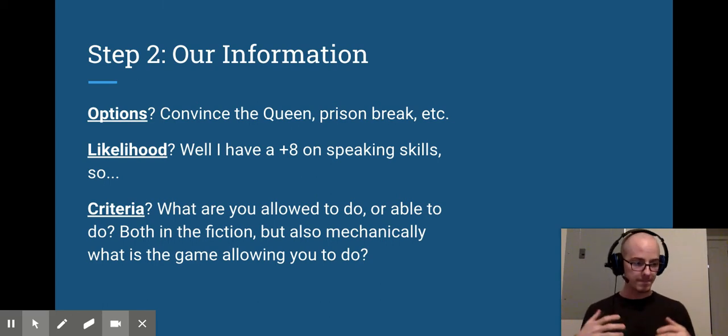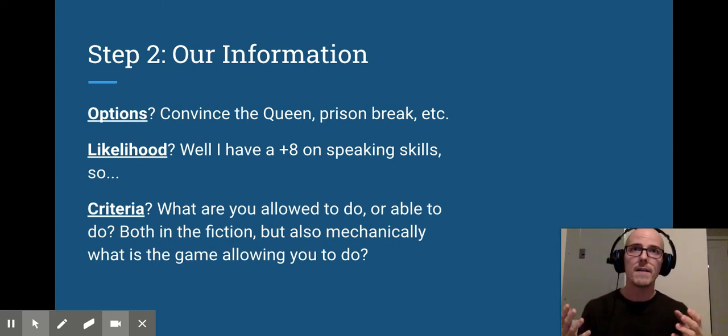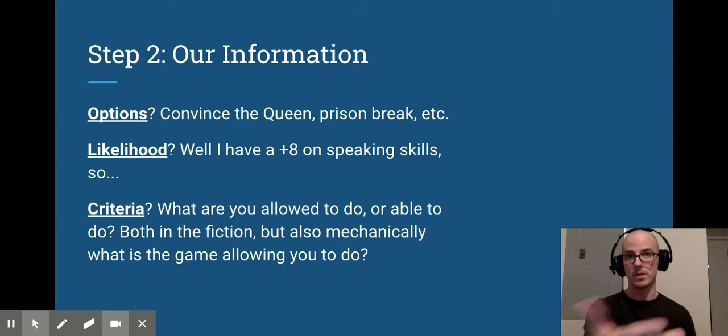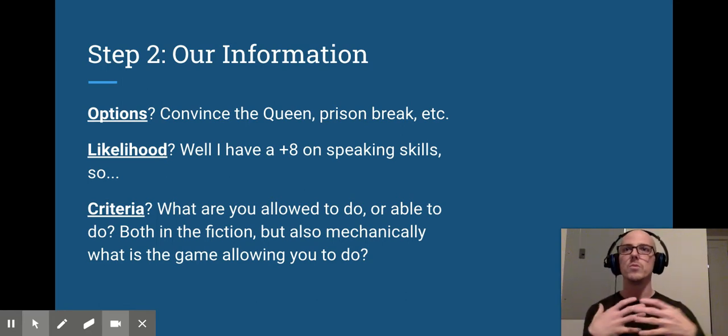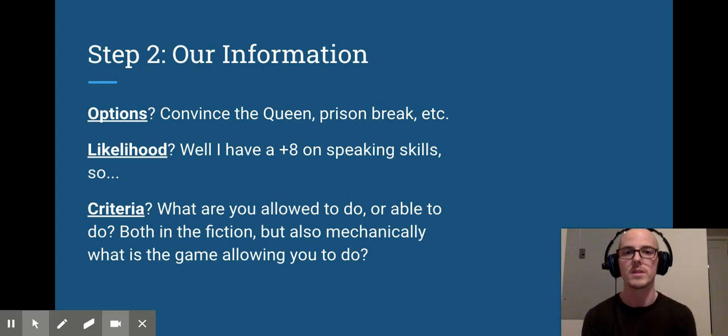What are our options? Well, depending on the game, you might have very few options or a lot of options. For example, a game that allows for social interaction might allow you to convince the queen that your friend isn't guilty, or at least convince them to delay the execution or something like that, right? You can go about a social sort of solution to this. Or you could go with a prison break, right? You could just try and bust your ally out of prison. Or you could show up in court and just start swinging your swords until you solve the problem. There are a lot of different options in front of you. So y'all have to figure out what you could do.